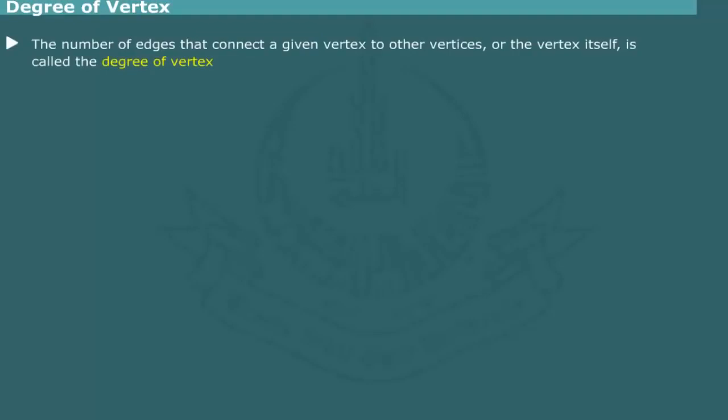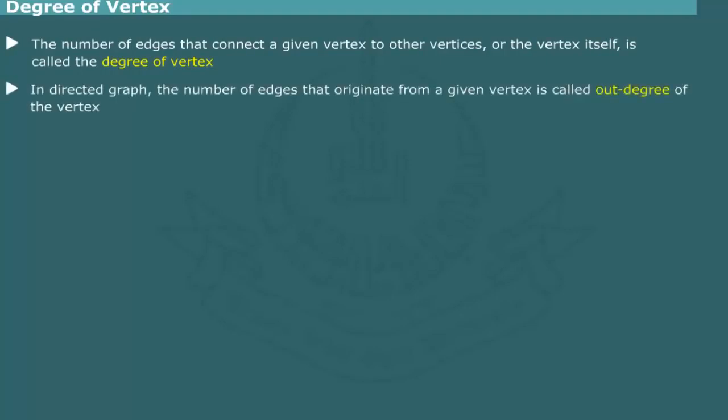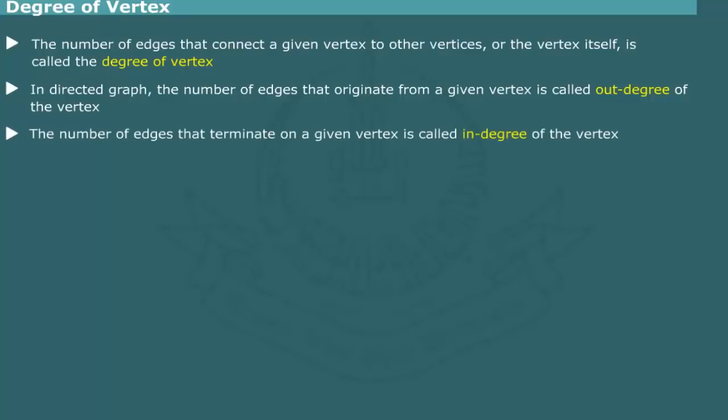Degree of vertex. The number of edges that connect a given vertex to other vertices is called the degree of the vertex. In a directed graph, the number of edges that originate from a vertex is called out degree. Likewise, the number of edges that terminate on a vertex is called in degree of the vertex. The in and out degrees of the vertex V are denoted by the expression.